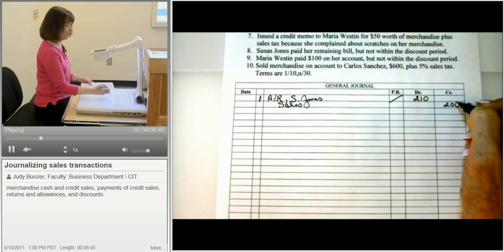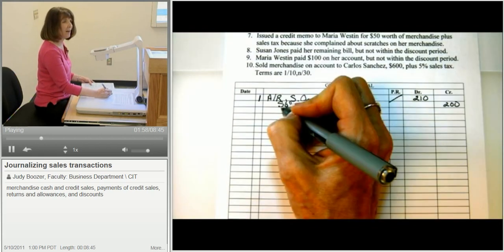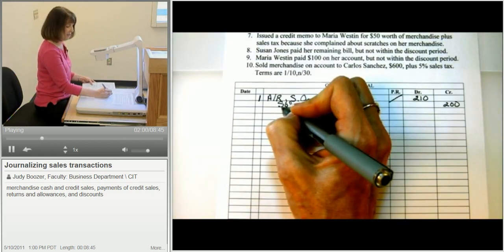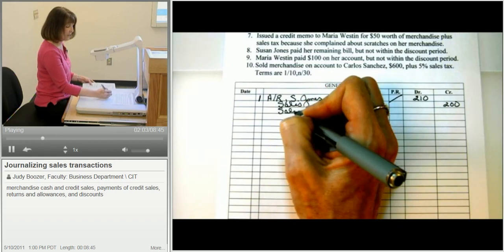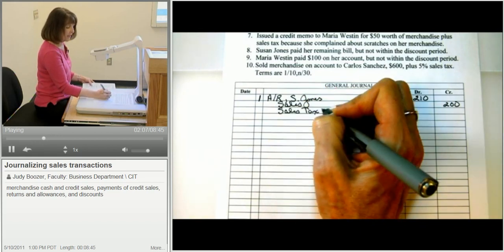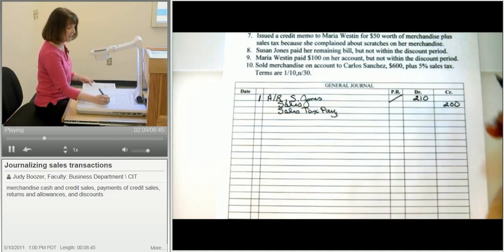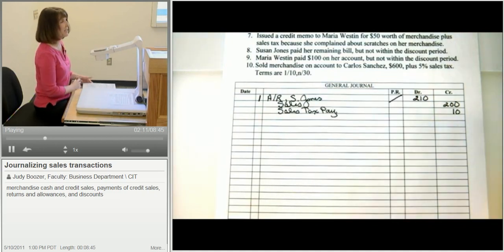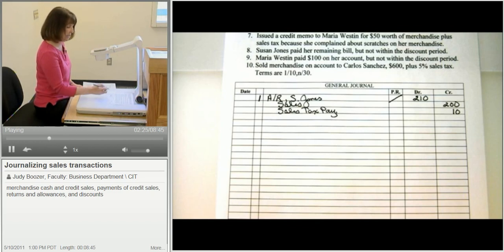You guys are good. The next one is another credit for sales tax payable, because that $10 that we're going to collect in sales tax is now a debt for us, because we're going to have to pay it to the government. But right now we're going to try to collect it from this customer. Okay, let's go on to the next one.